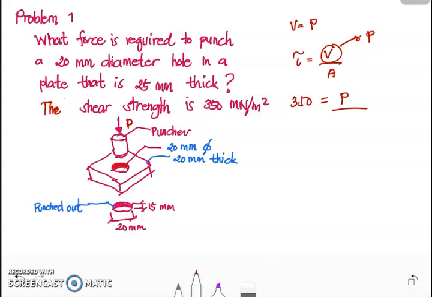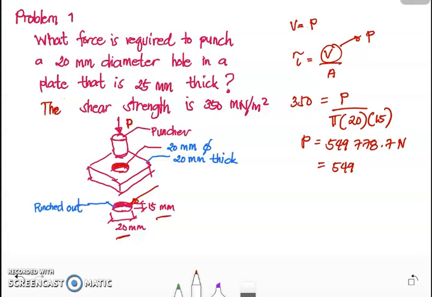This portion is the punch out, and it has a thickness of 15 mm and a diameter of 20 mm. So the area will be pi times 20, the diameter, multiplied by the thickness, 15. If we simplify this, you get a value of 549,778.7 Newton, or 549.8 kilonewton. That is for this particular example.